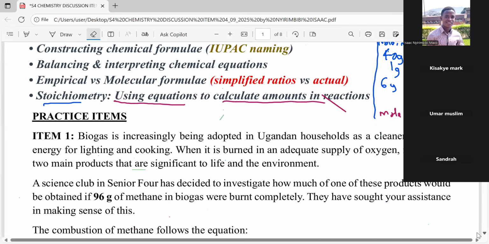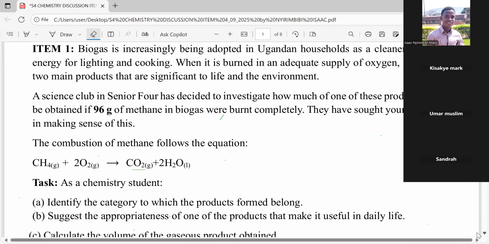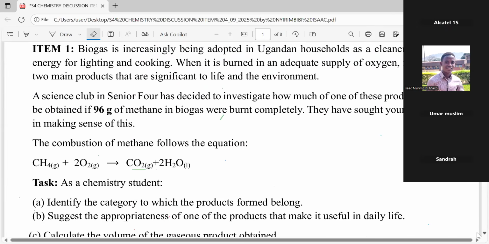Now, let's look at this item. Here I have a practice item. I want us to take a few minutes. We read it, and then we try that item. There's someone who is putting up a hand. You unmute. Alcatel, unmute.